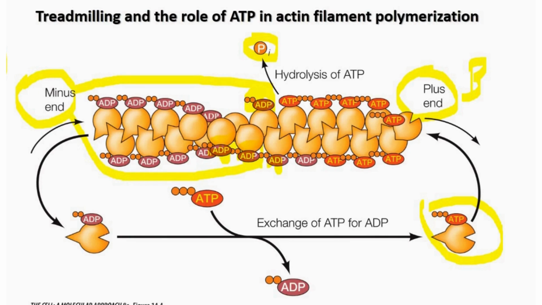ADP-bound actin, which is primarily at the pointed end of the filament, dissociates more readily than ATP-bound actin. In contrast, actin bound to ATP associates more readily with the rapidly growing barbed ends. That summarizes the concept of treadmilling in actin filaments.